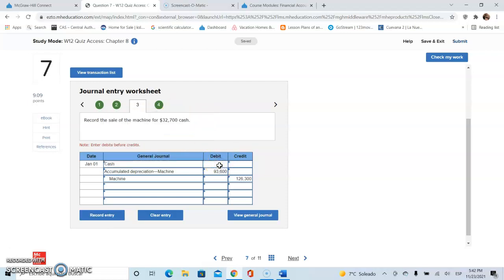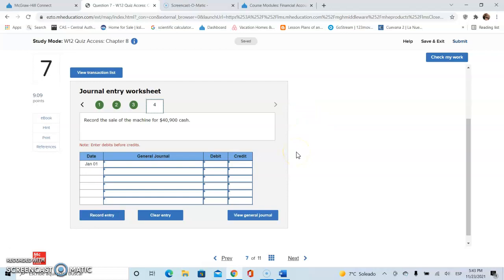As you can see, the amount of cash that we receive has the same value, it's equal to the book value of the machine. So therefore, in this case, there's no gain or loss in the sale. So we record the amount of money we receive. So we record the entry.